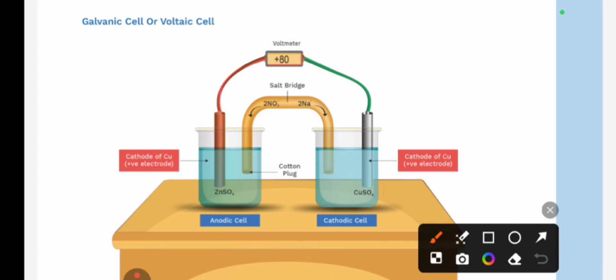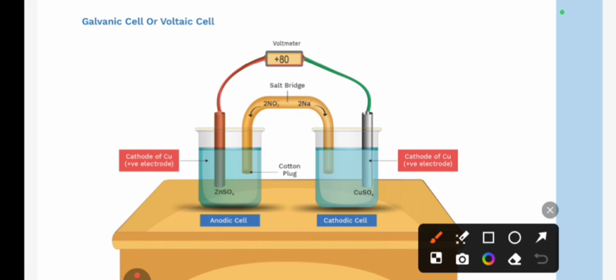So to balance the charge, we have to use the salt bridge. In the salt bridge, positive ions will move towards the negatively charged particles. Here copper ions are decreasing and sulfate ions are increasing. That's why the positive part will move towards the cathode half cell and the negative part will move towards the anode half cell. With the help of this, you can balance the charge. That's why we keep the salt bridge here, which can balance the charge as well as maintain the neutrality between the two beakers.